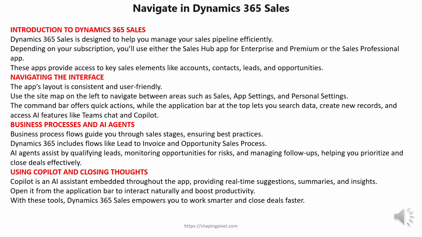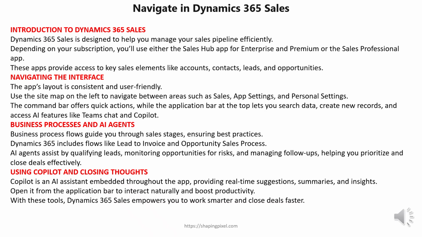Navigating the interface. The app's layout is consistent and user-friendly. Use the sitemap on the left to navigate between areas such as sales, app settings, and personal settings. The command bar offers quick actions, while the application bar at the top lets you search data, create new records, and access AI features like Teams Chat and Copilot.